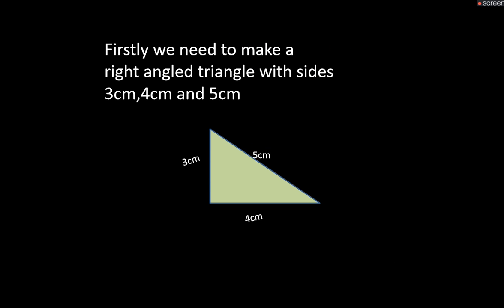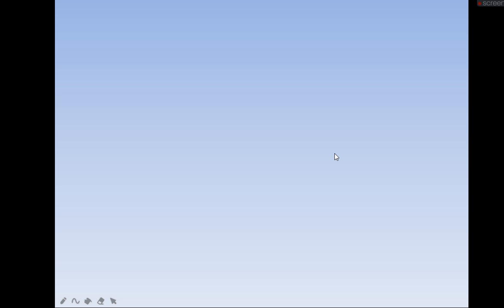So for this activity, we need to construct a right angled triangle with sides 3 centimeters, 4 centimeters and 5 centimeters. As we know the longest side is the hypotenuse, obviously we'll be drawing it opposite to the 90 degree angle.